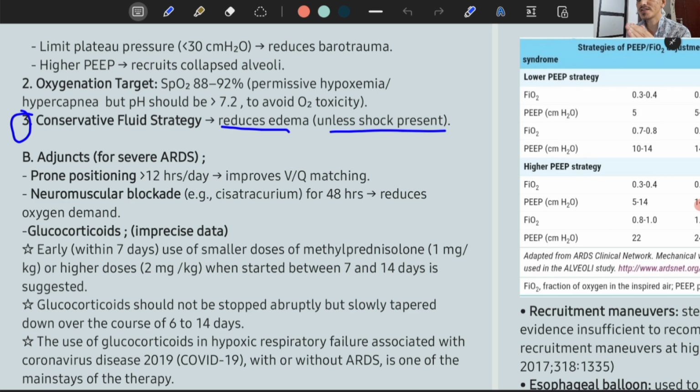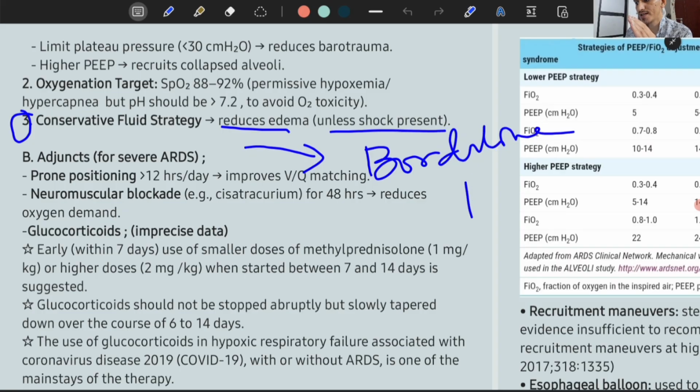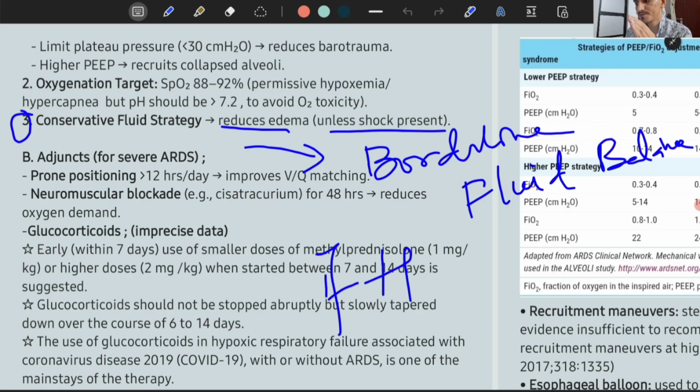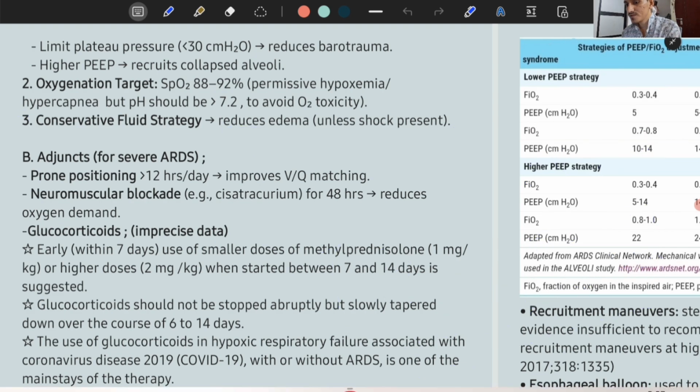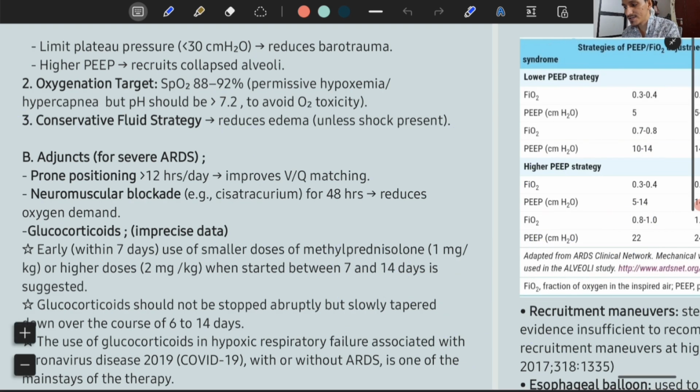What is that conservative fluid strategy? You maintain a borderline fluid balance. Okay, borderline fluid balance. And if there is hypervolemia, you can also give diuretics to the patient so that edema gets reduced. So you maintain borderline fluid status of the patient. So that is conservative fluid strategy. So these are the main strategies.